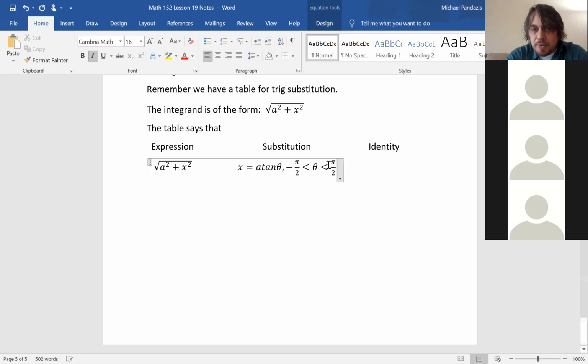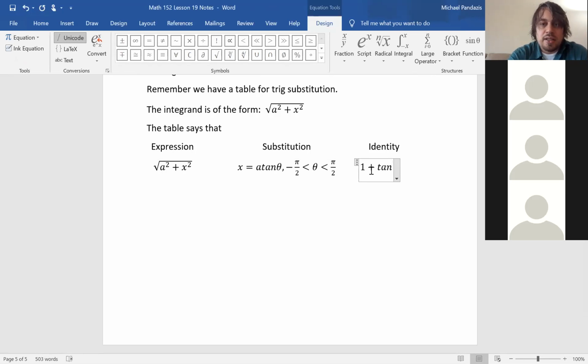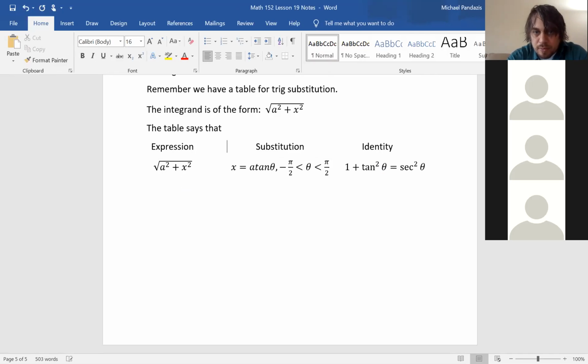Okay. And the identity is 1 plus tan squared theta is equal to secant squared theta. Okay. So we have this expression. We want to use this substitution for that range of theta values and that identity. Okay. And so let's do that now.